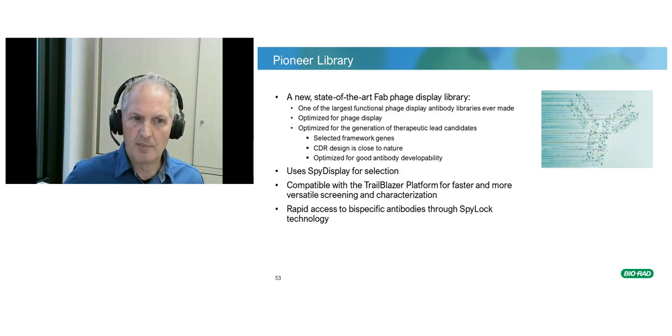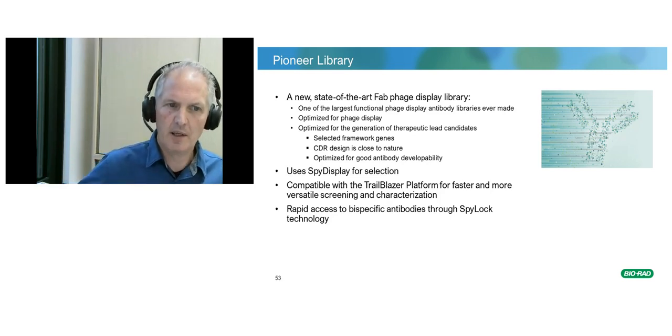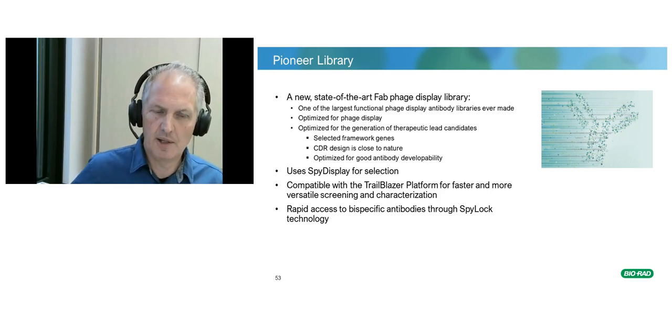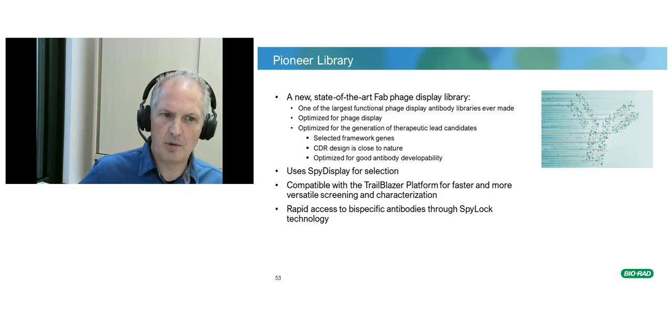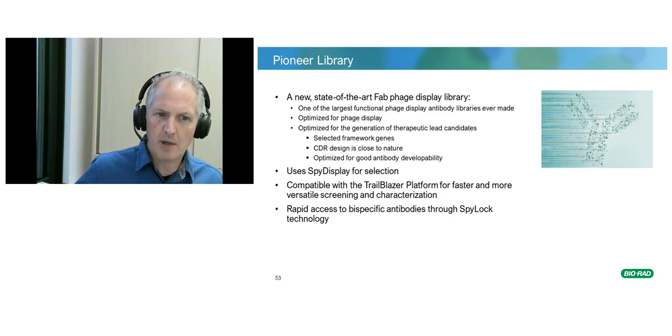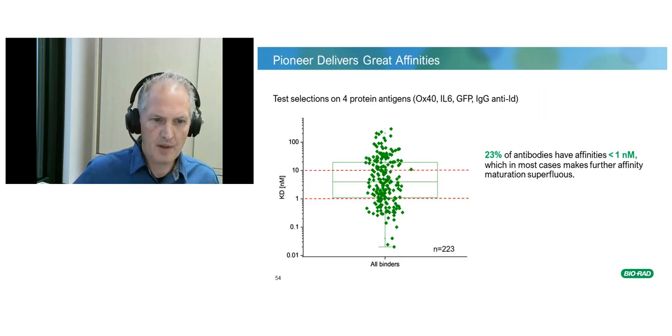We use our SpyDisplay selection method, which I explained to you. The resulting antibodies carry a SpyTag, so they are compatible with the Trailblazer antibody assembly platform for faster and more versatile screening of the resulting antibodies. And with the just shown SpyLock technology, we can very rapidly generate bispecific antibodies for screening.